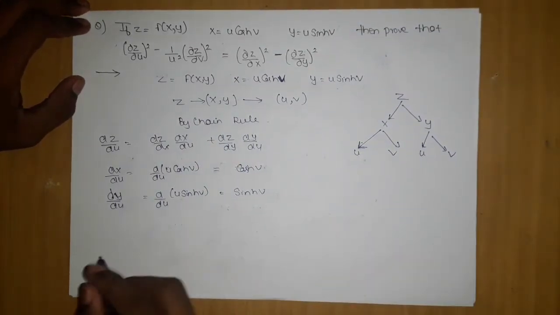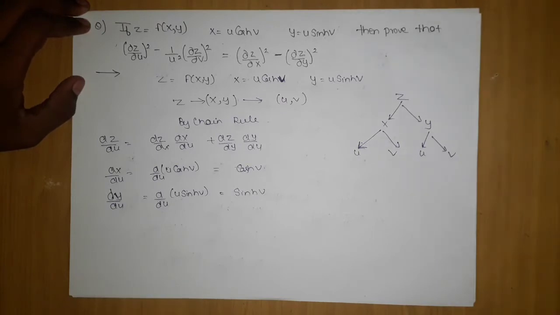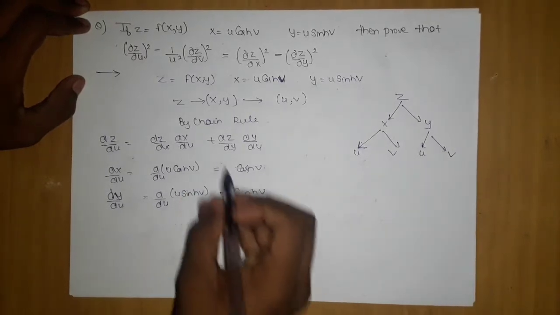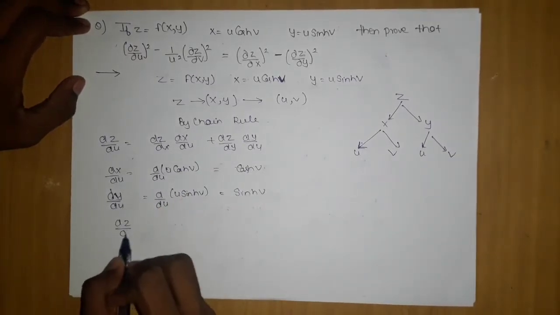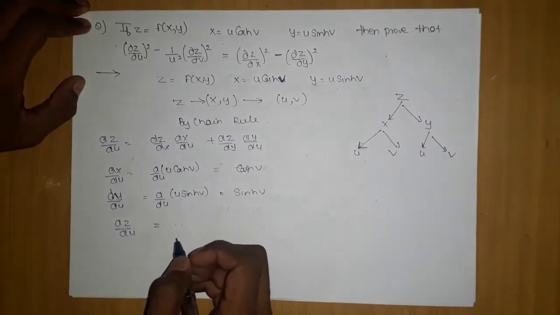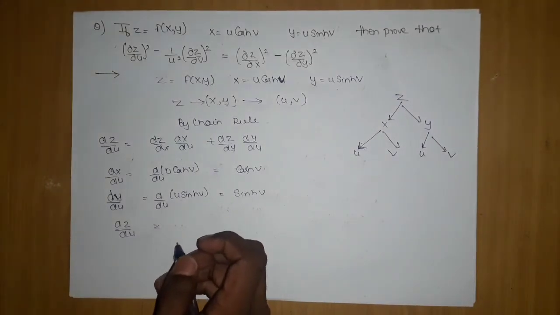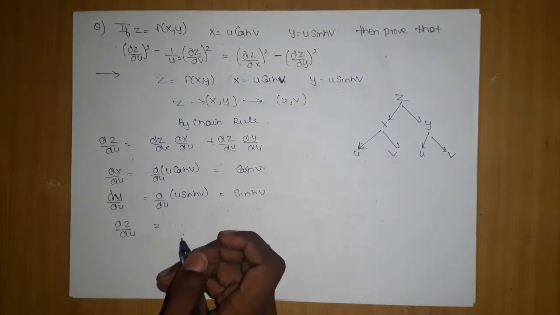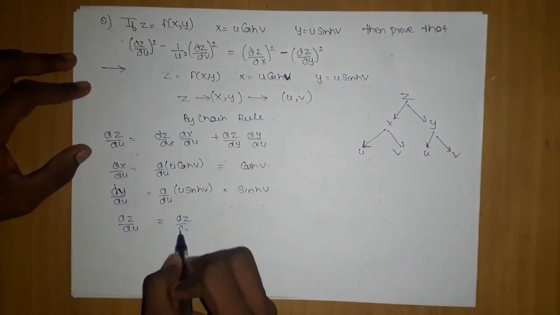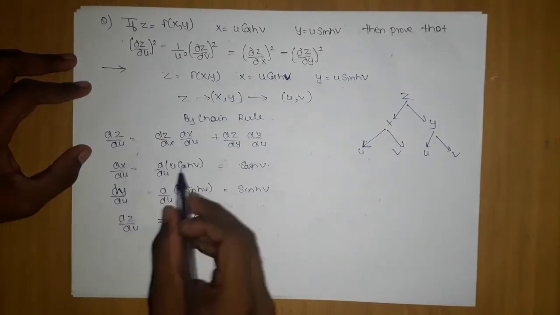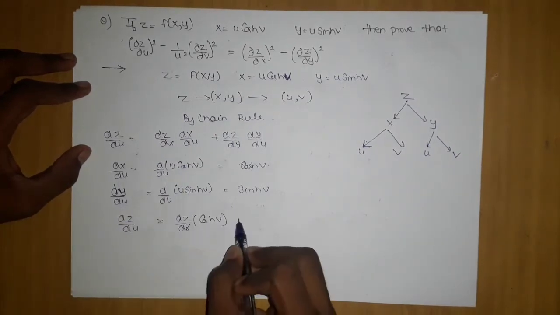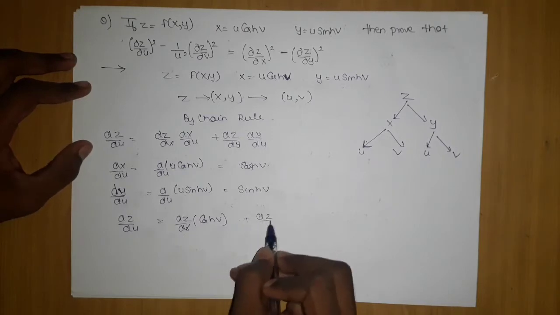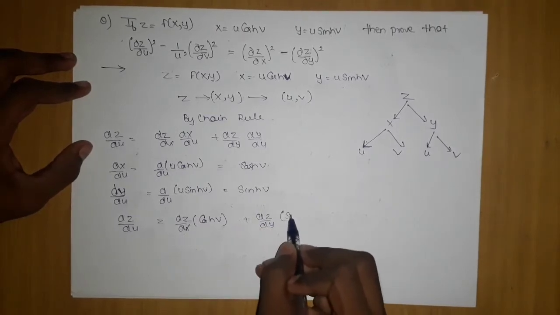Okay, now what we are going to do is substitute these values here, which will give me ∂z/∂u equals ∂z/∂x into, if I substitute this value, cos hv, plus ∂z/∂y, if I substitute this value, sin hv, right?